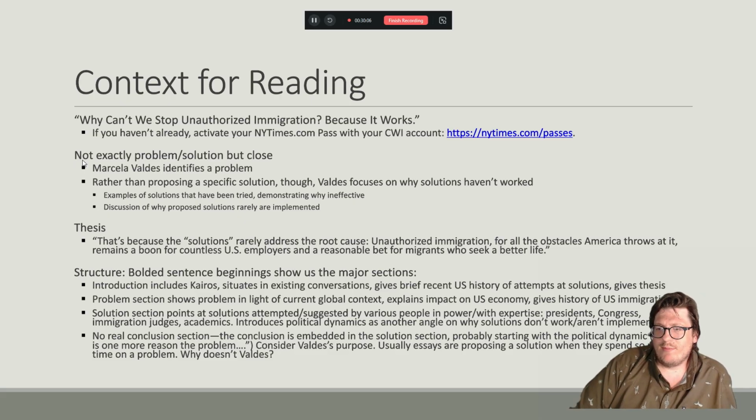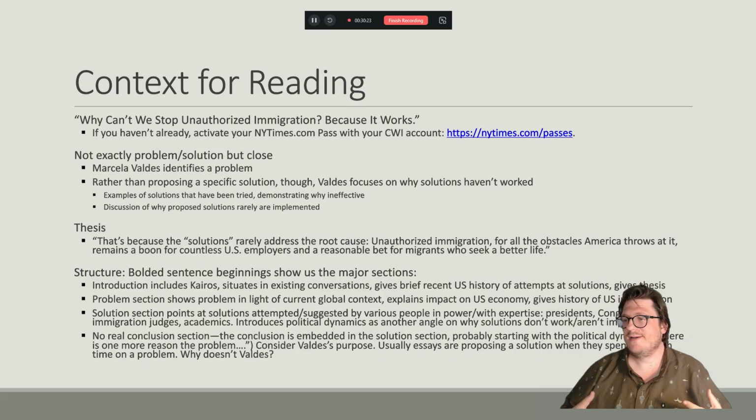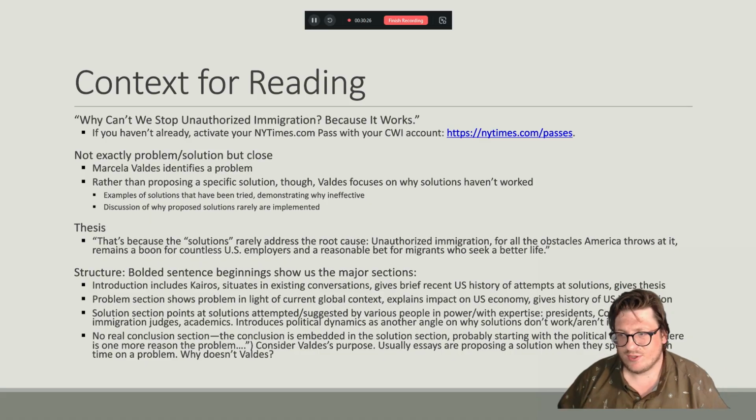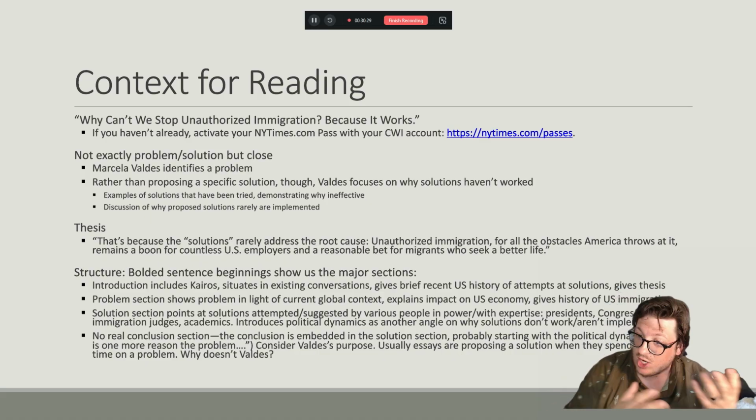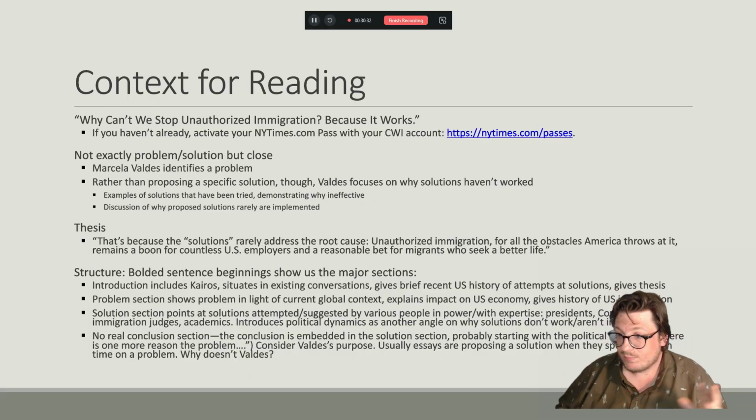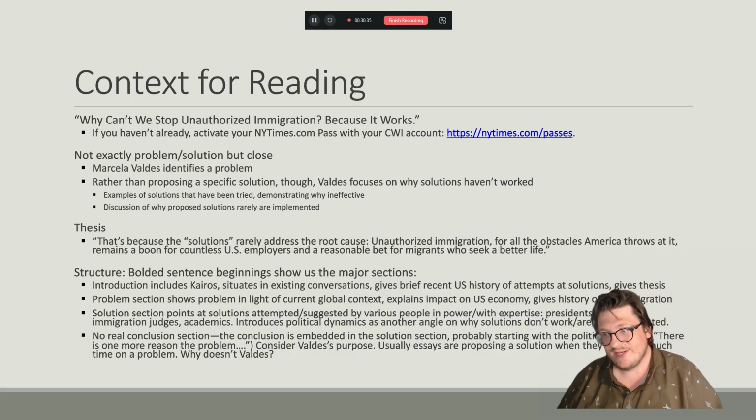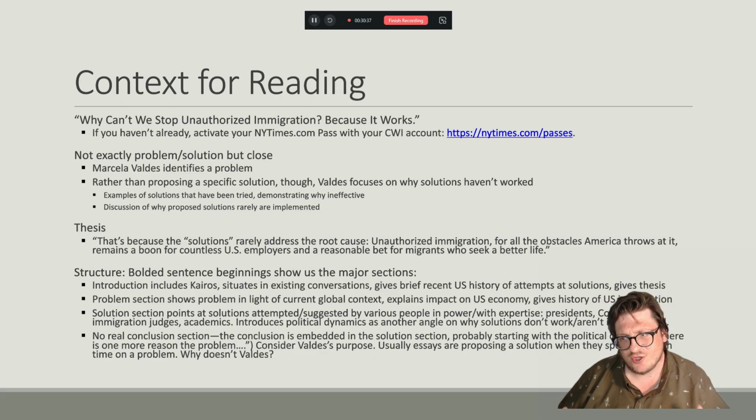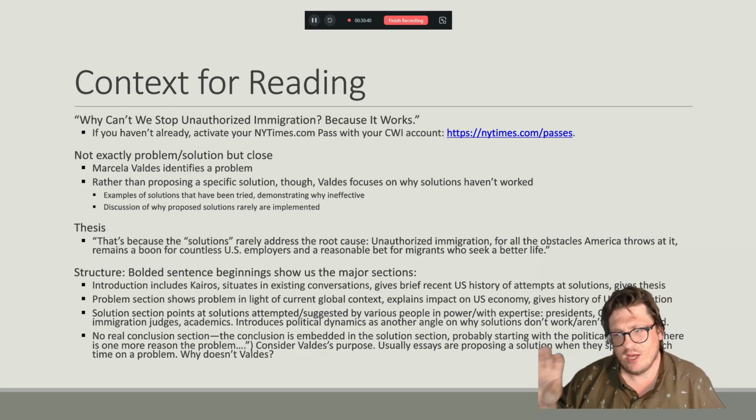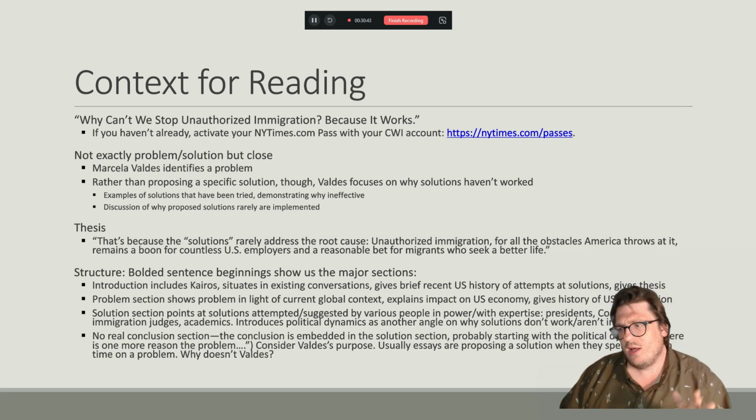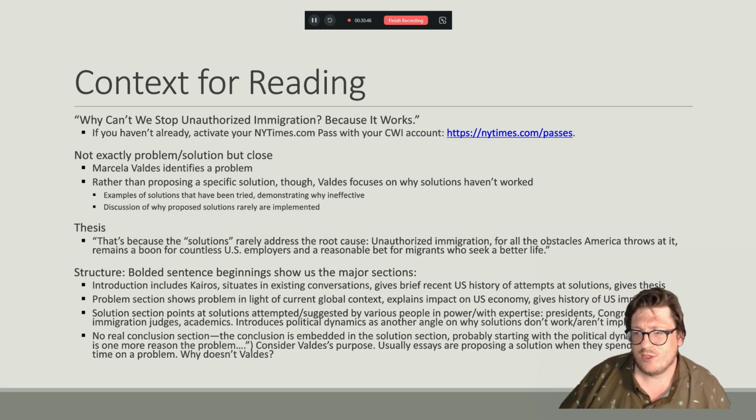It's not exactly a problem solution, but it's close. Marcelo Valdez, the author, identifies a problem, and then rather than proposing a specific solution, Valdez focuses on why the solutions haven't worked. So it's got a slightly different spin, but it is a very good template for you to look at. How does an argument like this, where you're talking about a problem and proving your position on it with evidence, work? It looks like an essay should. It works like an essay like this should. So I think it's valid, even if it's a little bit different focus than what your assignment is.